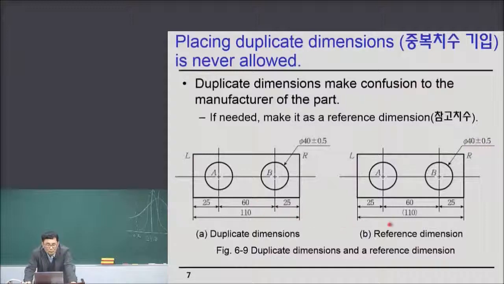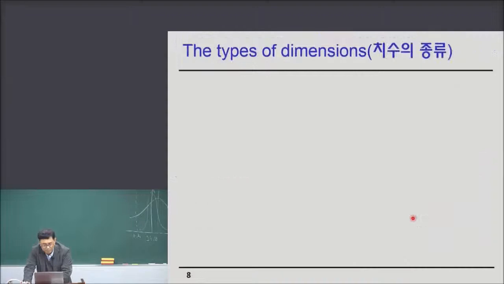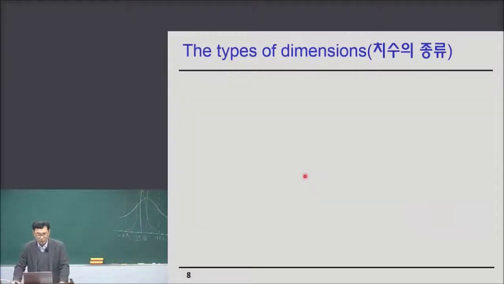All right? So if your intention is like this, then 110 is just the reference dimension. So it is expressed like this. So okay. So you have to avoid the duplicate dimensions by any way. All right.